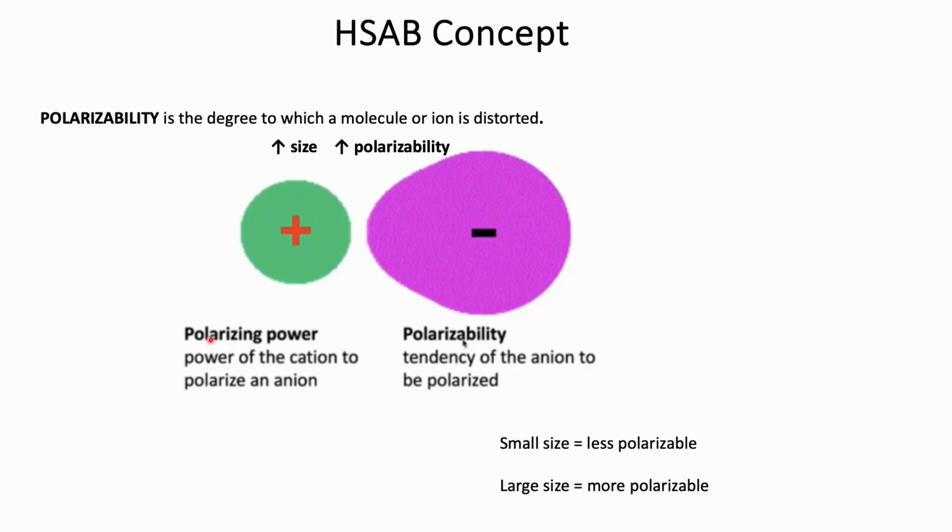Small ions here have great polarizing power, because of the power of a cation to polarize an anion, it can actually induce distortion in the ion, while big atoms are highly polarizable. Polarizability is the tendency of an ion to be polarized. Key takeaway: small size atoms are less polarizable, large size atoms are polarizable.